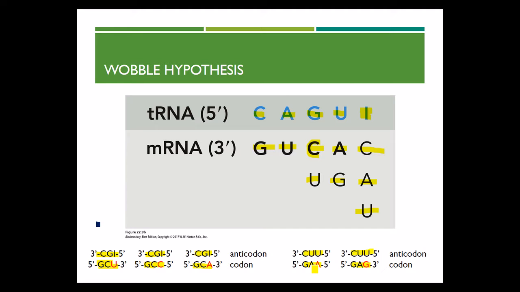But in the 3rd codon position, that could undergo the wobble hypothesis, and since the anticodon contains a U, that U could either base pair with A or G. Therefore, the glutamyl transfer RNA of UUC is going to recognize 2 different codon sites.